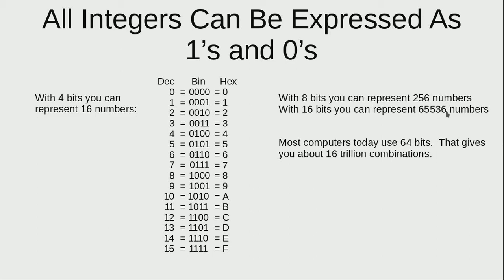Because 0 has to count in here too. So the biggest number you can represent with 16 bits is 65,535. And there's two ways of looking at that actually. We'll talk about that in just a moment.